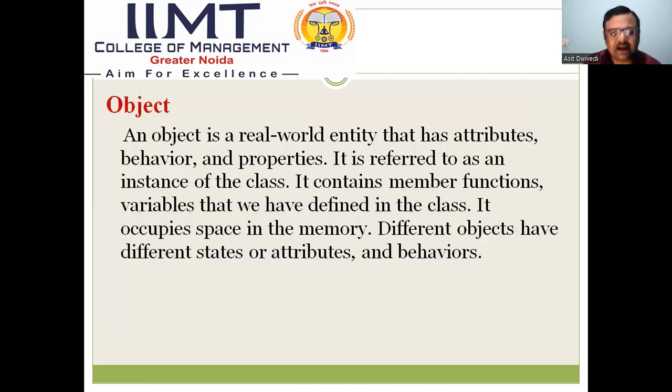Now, I'm repeating this one. Object, what is object? An object is a real world entity that has attributes, behavior, and properties. It is referred to as an instance of the class. It contains member functions, variables that we have defined in the class. It occupies space in the memory. Different objects have different state or attributes and behaviors.